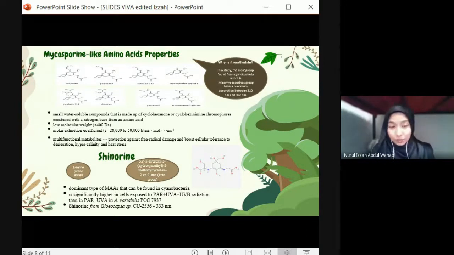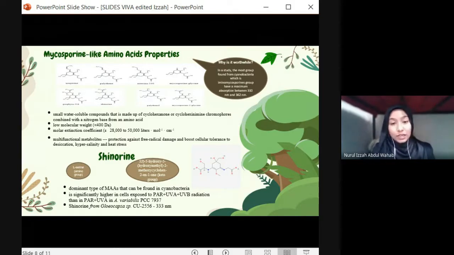Next, let's look further into the profile of the common MAAs found in cyanobacteria, which is Chinorine. Chinorine is one of the most abundant MAAs that can be found in various types of cyanobacteria species. The structure of Chinorine is formed by the condensation of the amino group and the keto group, and the replacement of the glycine amino acid to hydrogen at position 3 of the cyclohexanone moiety.